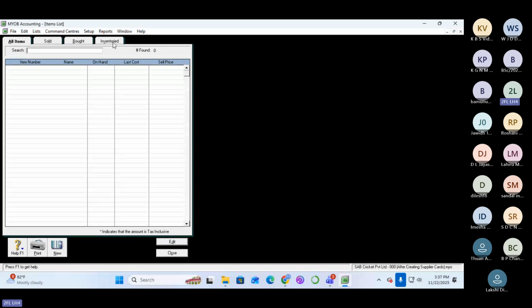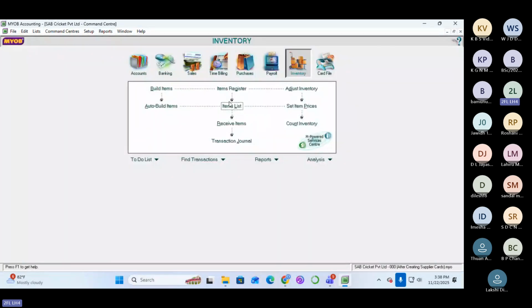Inventory items. So if you are selling something, those items will appear here. If you are buying something, those items will appear in this tab. And if you are inventorying certain items, those items will appear in this tab. If you are having all 3 types of items, they will appear in all tabs. So that is actually the items list.